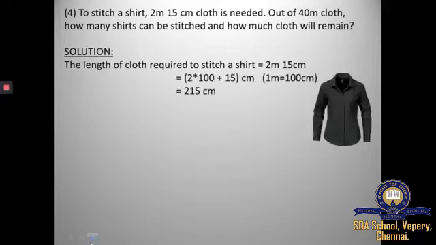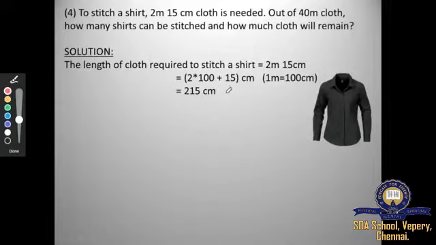So, we are converting meter to centimeter. 1 meter is equal to 100 centimeter. We are converting larger unit to smaller unit, so we need to multiply. So, 2 meter is equal to 2 into 100 centimeter plus 15 centimeter, which is equal to 215 centimeter.